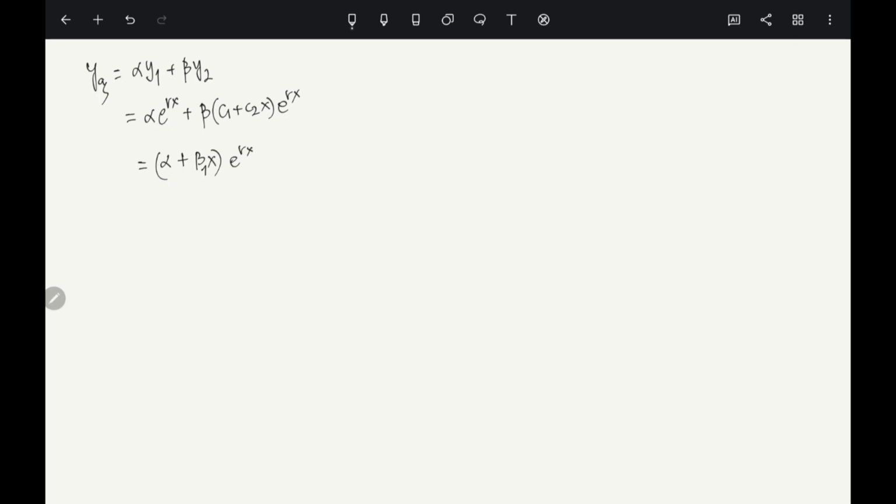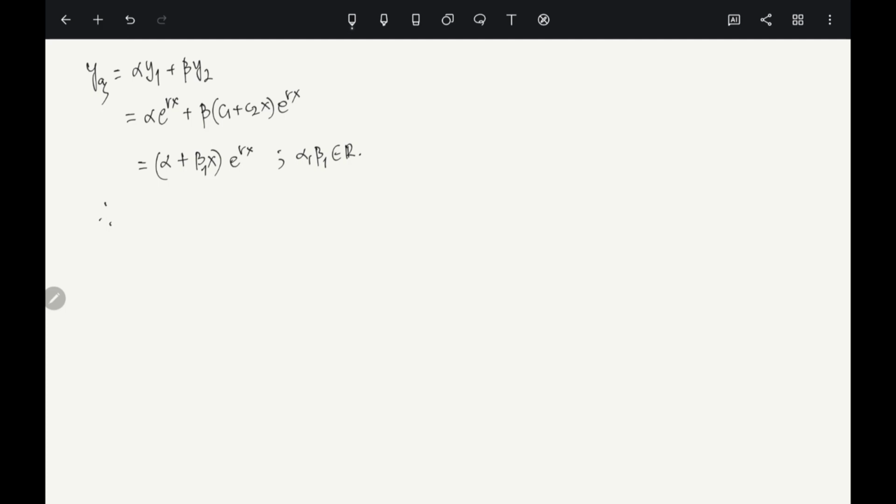So the general solution, where alpha and beta 1 are in R. So what is the general solution when both roots are the same and real? It is some constant plus another constant times x, times e power rx.